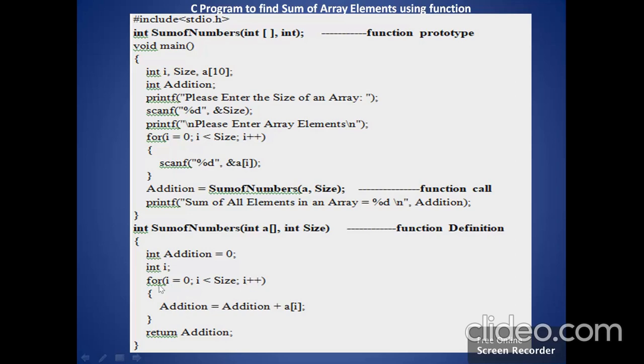The use of this for loop is to point to each of the elements present in the array. Then we will write the statement with which we do the addition operation, that is addition is equal to addition plus a of i. By executing this statement, the sum of all the elements will be found, and that value will be stored in the variable addition. After completing this for loop, the value present in the addition variable will be returned to the main program.